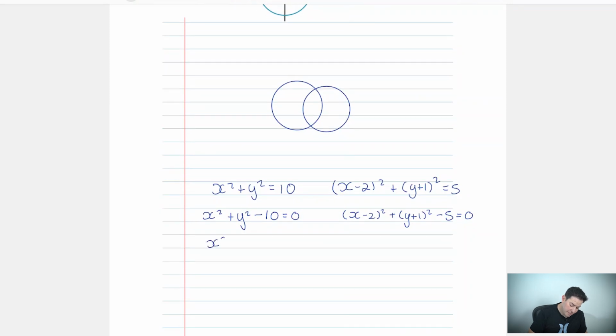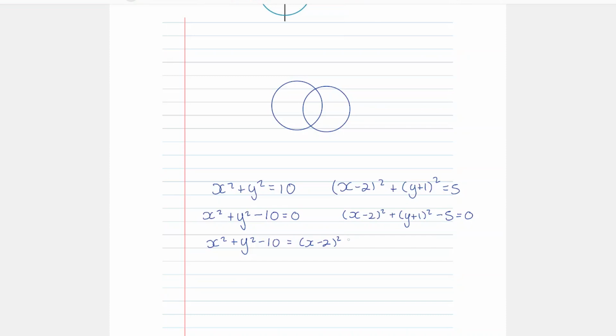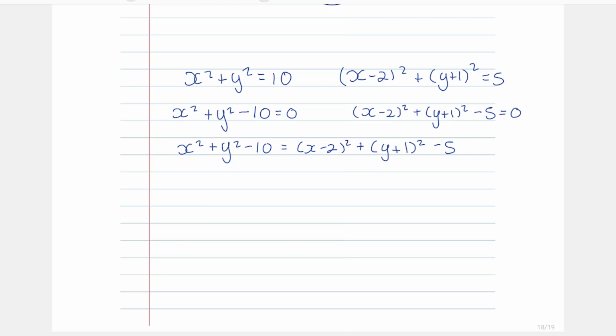So we're going to get x squared plus y squared minus 10 is equal to (x minus 2) all squared plus (y plus 1) all squared minus 5. Now we just have to multiply out. So we're going to get x squared plus y squared minus 10 is equal to x squared minus 4x plus 4, don't forget that middle term, plus y squared plus 2y plus 1 minus 5.